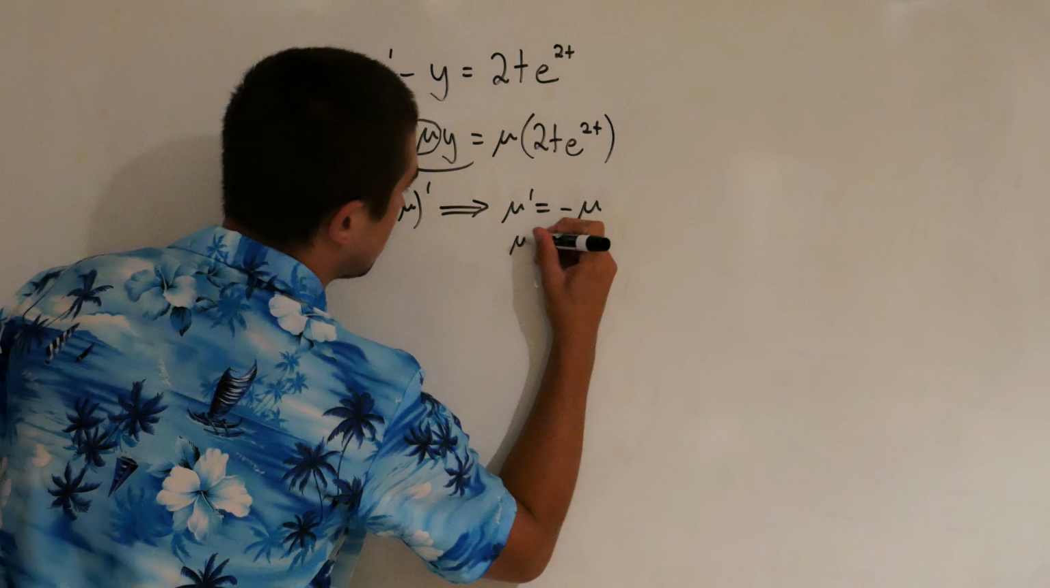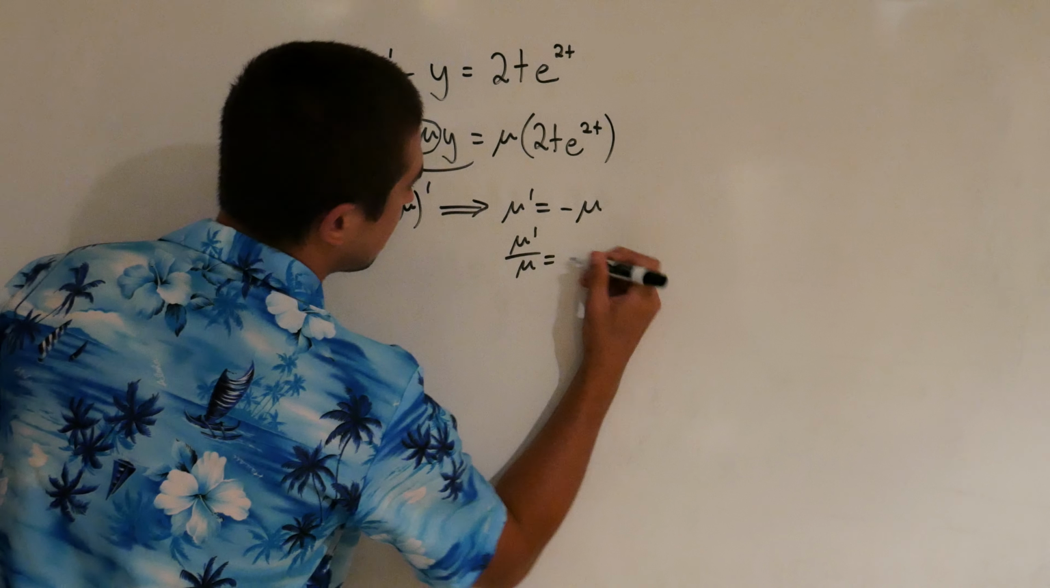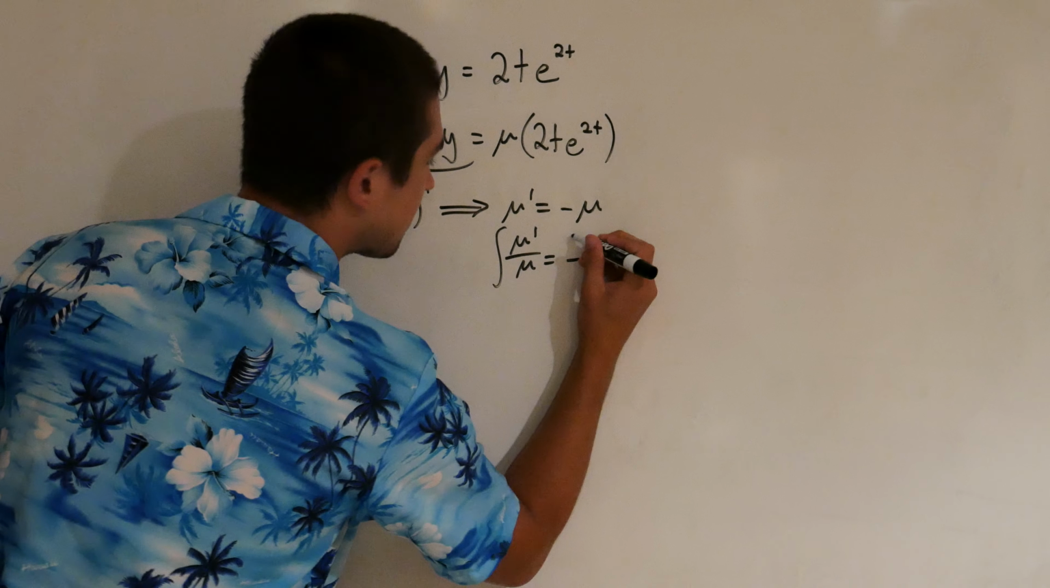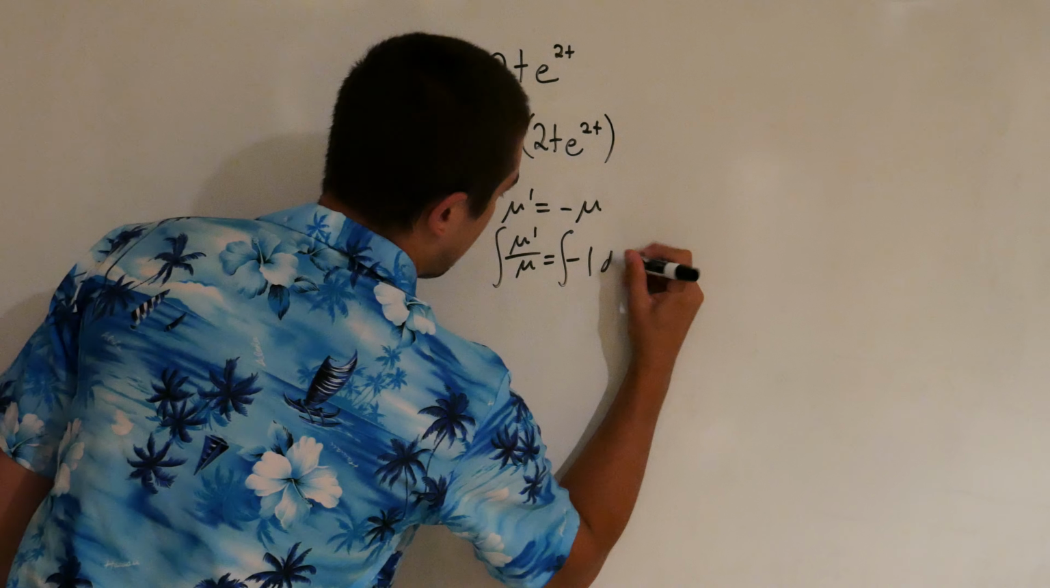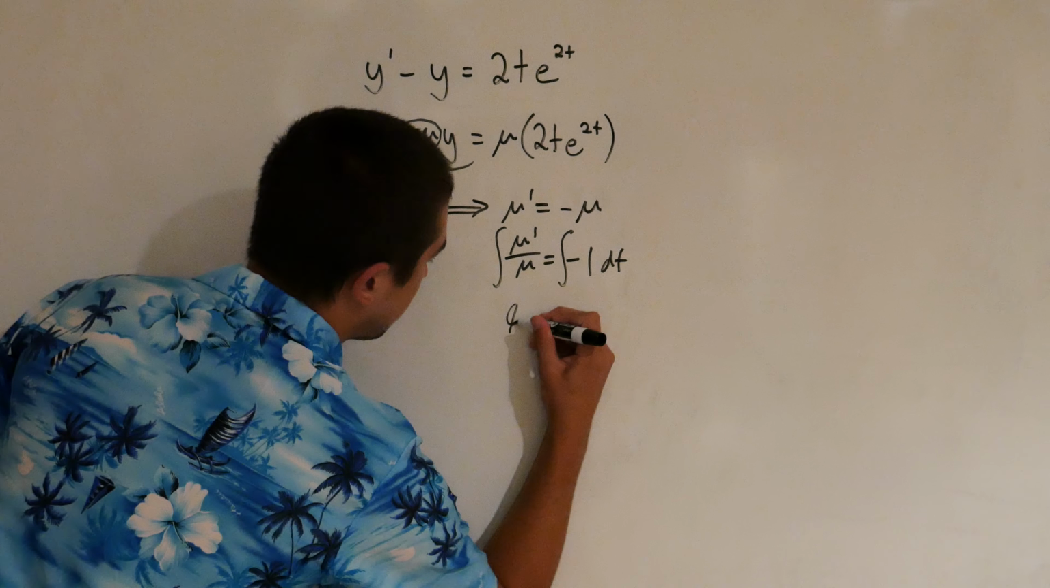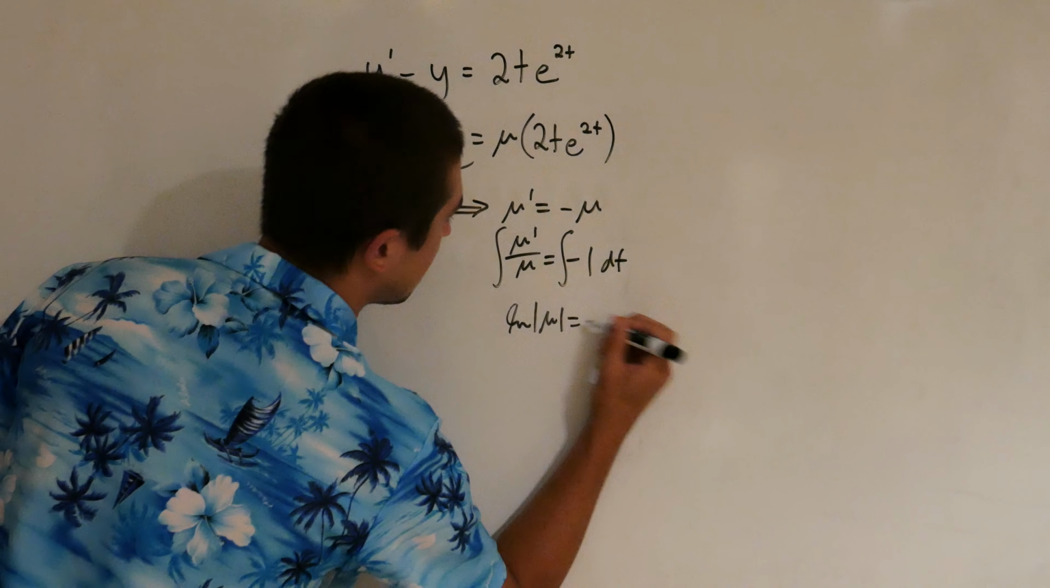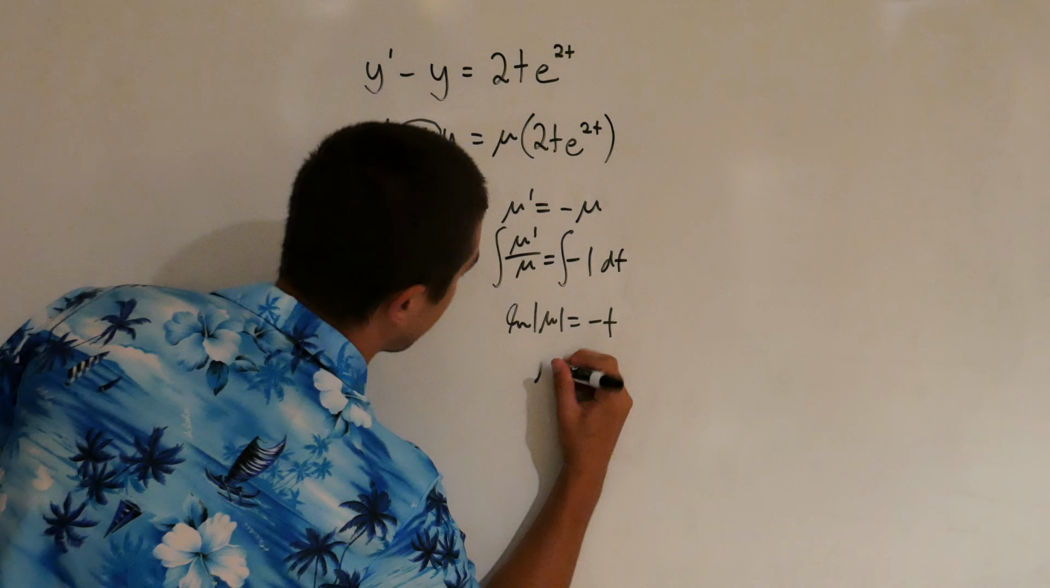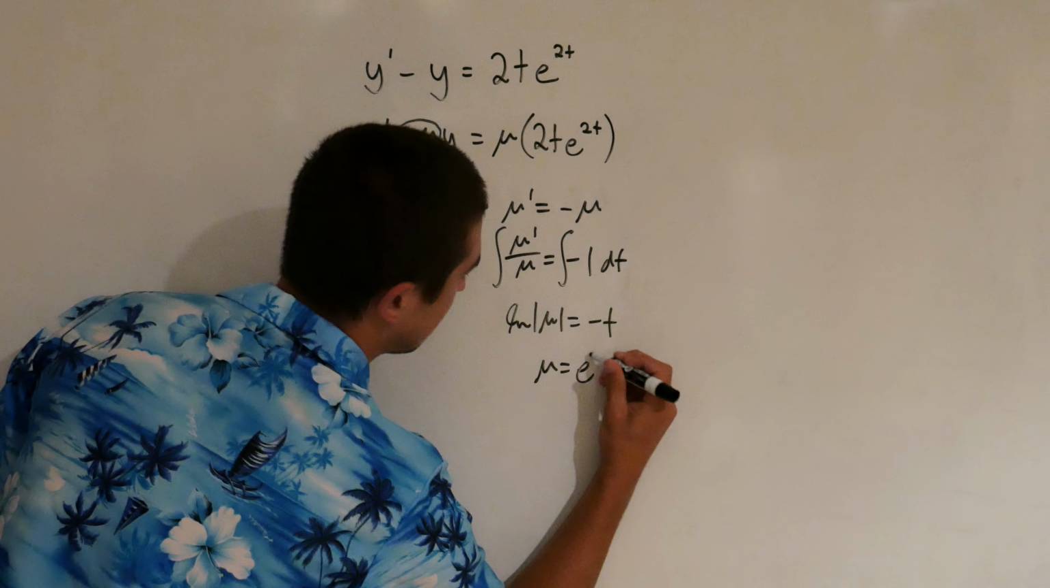So now we have a differential equation in terms of mu. We can separate our variables, so we have mu prime over mu is equal to minus 1, and now we can integrate both sides, and we get the natural log of mu is equal to minus t, and solving for mu we get that mu is equal to e to the minus t.